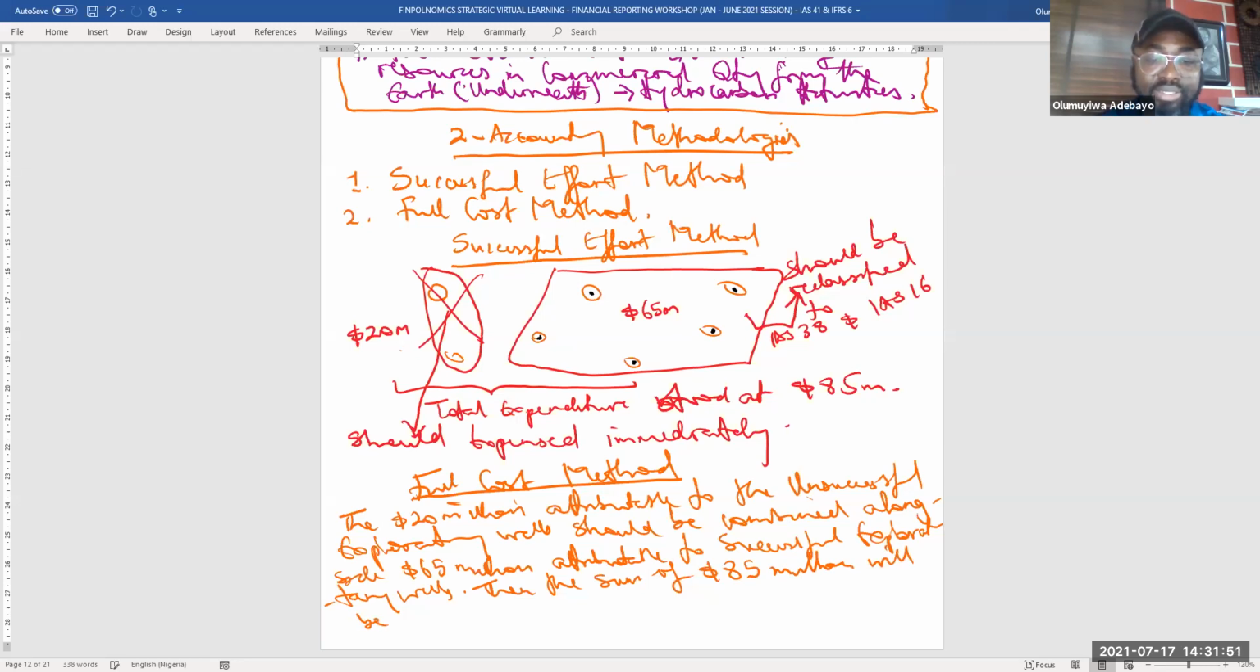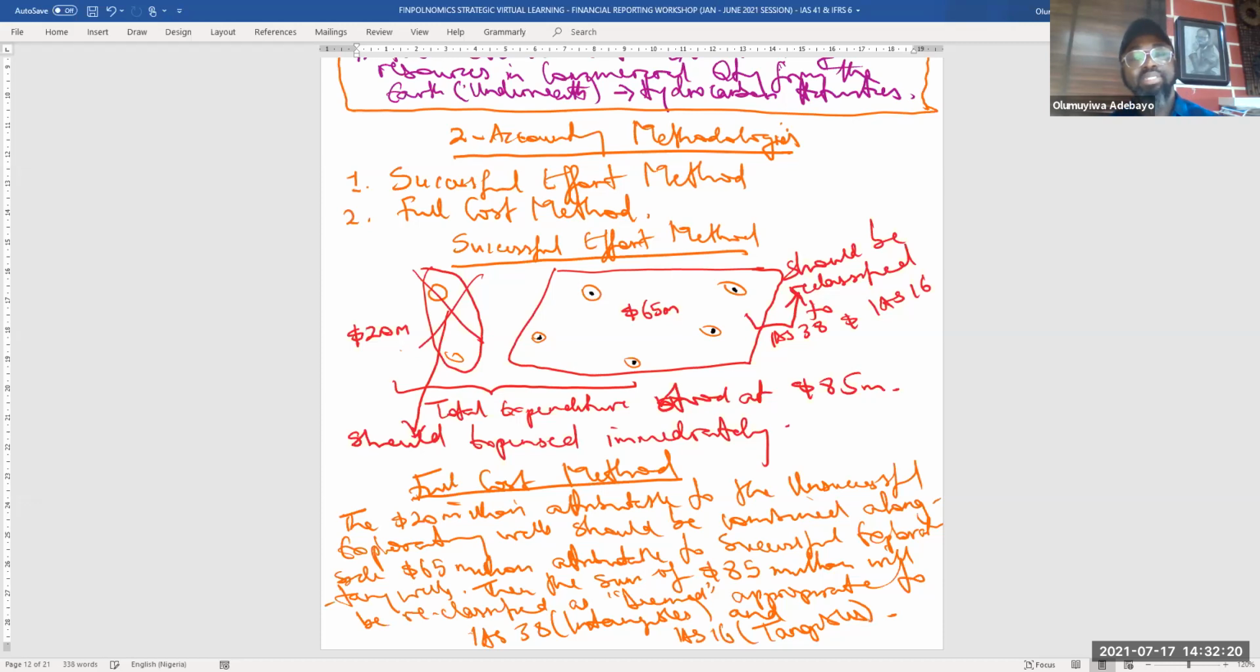will be reclassified as deemed appropriate to IAS 38 if it's intangible, and IAS 16 for tangibles. Does that make sense now?